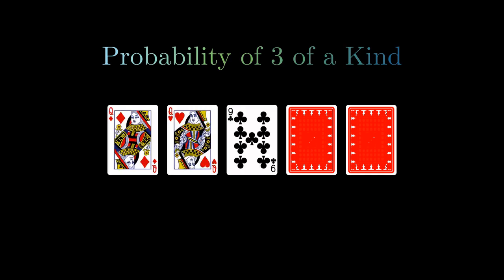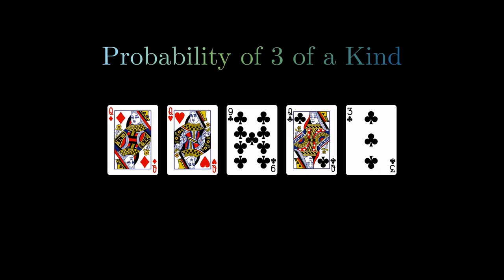All right, we'll deal out a 3 of a kind hand. We've got 3 queens, and let's just notice that the other two cards cannot be a pair. If they were a pair, this would be called a full house. So three of a kind is three from one denomination, and then two distinct denominations.